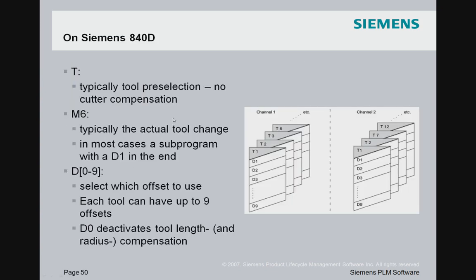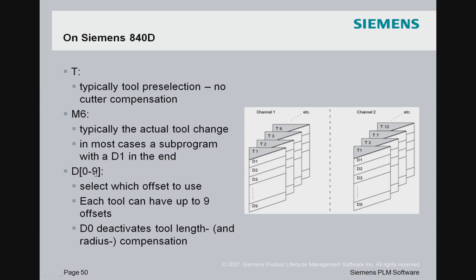So a little bit of theory about how this works on different controllers. On the Siemens controller, that's a little bit different than, for example, on FANUC. On Siemens, the tool length is activated using a D command, and the D can have a number from 0 to, I think, up to 9. D0 means the length compensation is deactivated, so that's comparable to G43 H0 on the FANUC controller. But the difference is the other numbers.